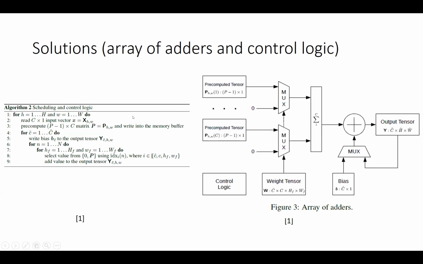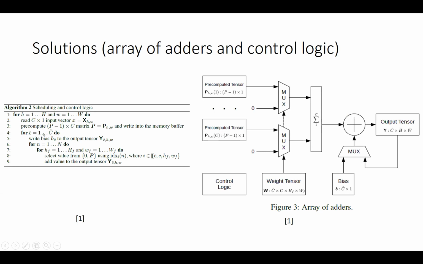So to do that, we have to implement some control logic. If we take a look at algorithm 2 here, this describes the control logic that we had to implement. On line 1, we're looping through every input value. We're reading the 3 channels for that input value and computing the 3 pre-computed tensors and storing them in our array of shift registers. And then on line 4, we're going to loop through the output channels.